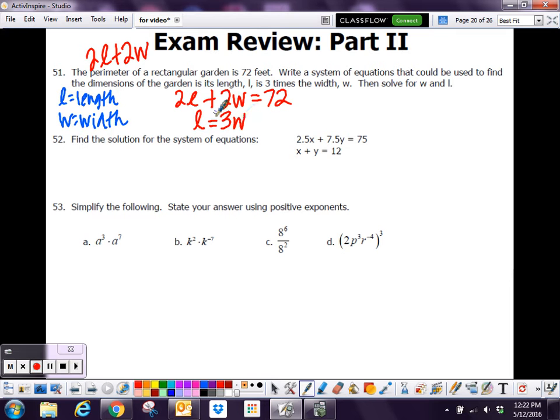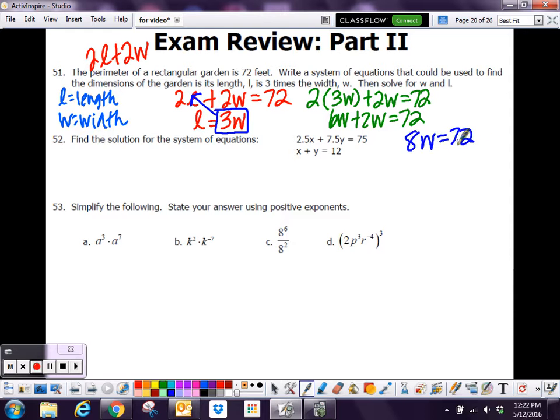The way that this one is set up, the easiest way to solve this is going to be substitution because we know what L is equal to. So I'm going to take what L equals and I'm going to substitute that in for L. So we have 2, and then I'm going to take that little box and plug it in. So I have 3W there plus 2W equals 72. 2 times 3W is 6W, plus 2W equals 72. Add your 6W and 2W, so you get 8W equals 72. And divide by 8, so you get W as 9.